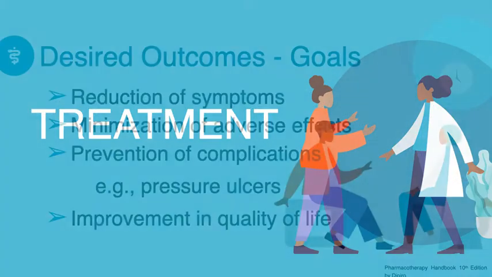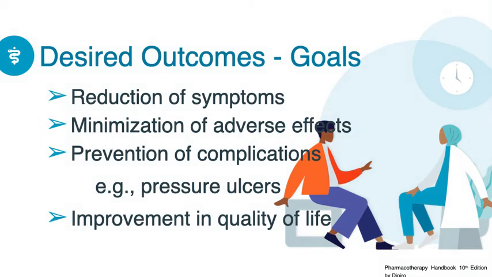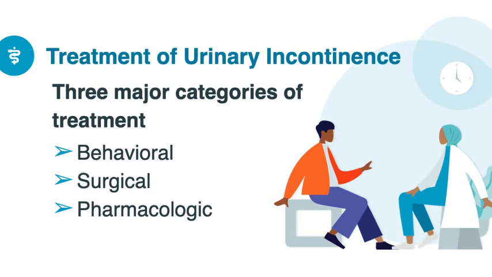Treatment, desired outcomes and goals. Reduction of symptoms, minimization of adverse effects, prevention of complications, for example pressure ulcers, and improvement in quality of life. In treating urinary incontinence, we have three major categories. First is the behavioral, then surgical, and the pharmacologic.